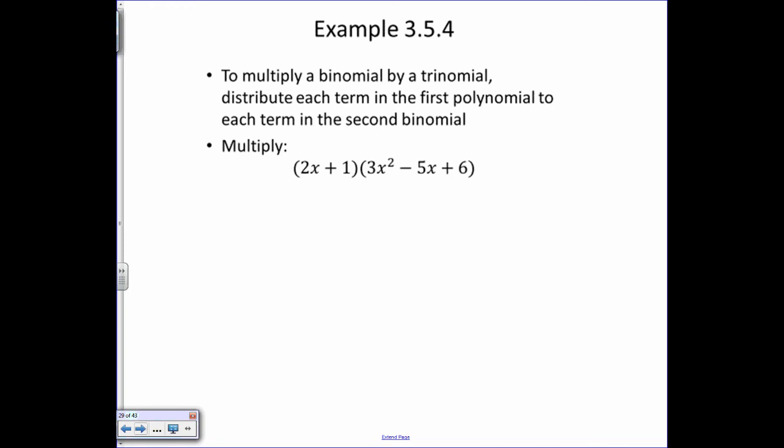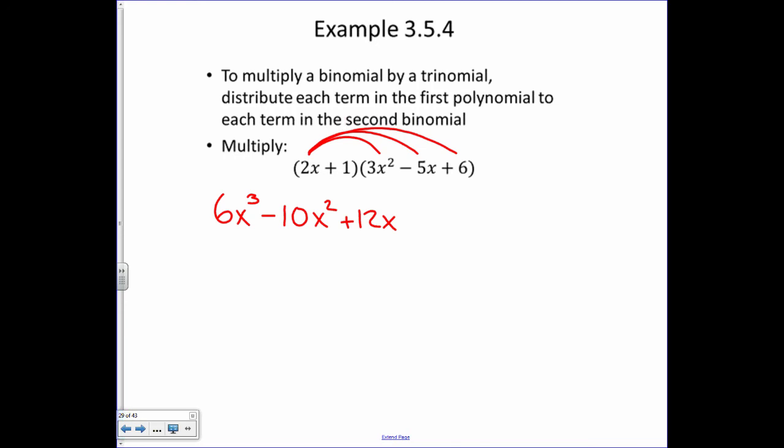If we want to multiply a binomial by a trinomial, we're going to do the same thing. Distribute each term in the first polynomial to each one in the second. We're just going to wind up with more terms at the end of this problem. So we're going to start with 2x. 2x times 3x squared: 2 times 3 is 6, and x times x squared is x cubed. 2x times minus 5x is minus 10, x times x is x squared. And 2x times 6 is plus 12x.